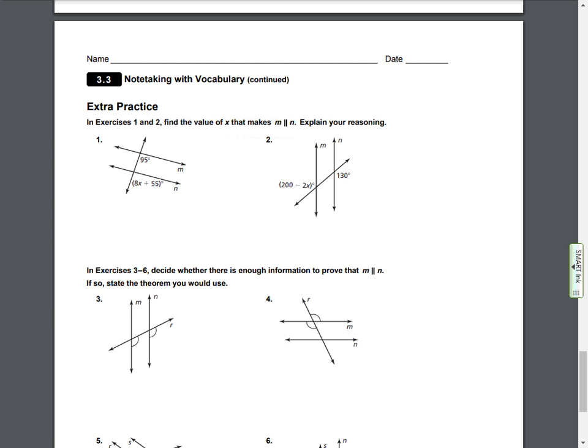Number 2. These are alternate exterior angles, right? They're on the outside of their lines, m and n, and they're on the opposite sides of the transversal, okay? And these will only equal each other if m and n are parallel. So we set them equal to each other. Okay, and then we solve.